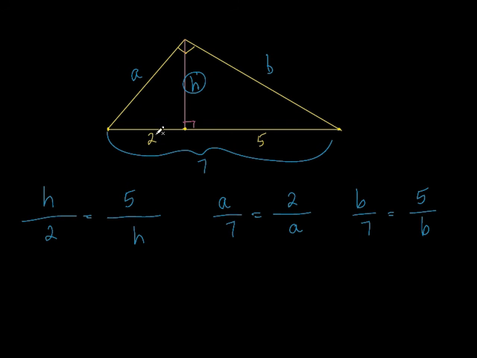H is a geometric mean between 2 and 5. So there's my geometric mean, 2 and 5. You got it? A is a geometric mean between the whole thing and the side that's next to it. Do you see how it's closest to A? All right? So 2 and 7. You see it? 2 and 7. B is the geometric mean between the whole hypotenuse and the segment that's closest to B. All right? And now we can actually solve for those three things.